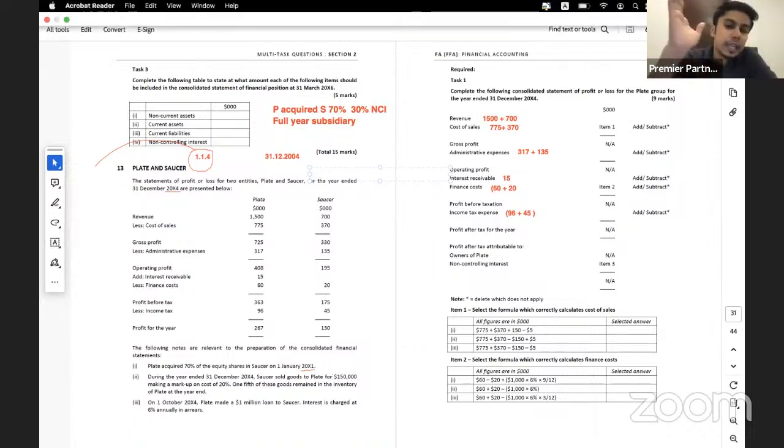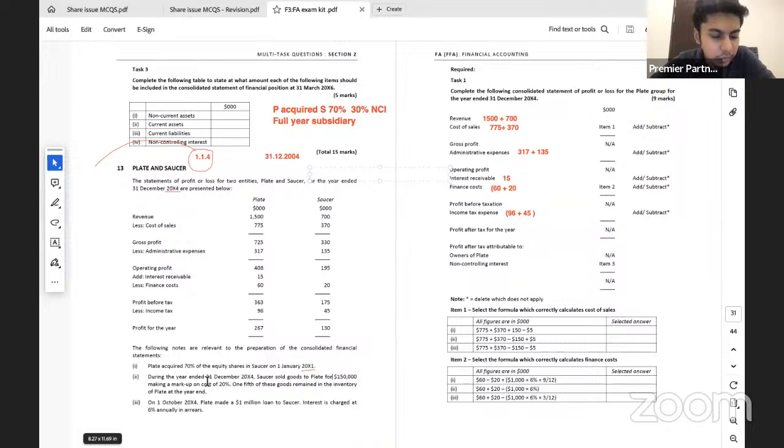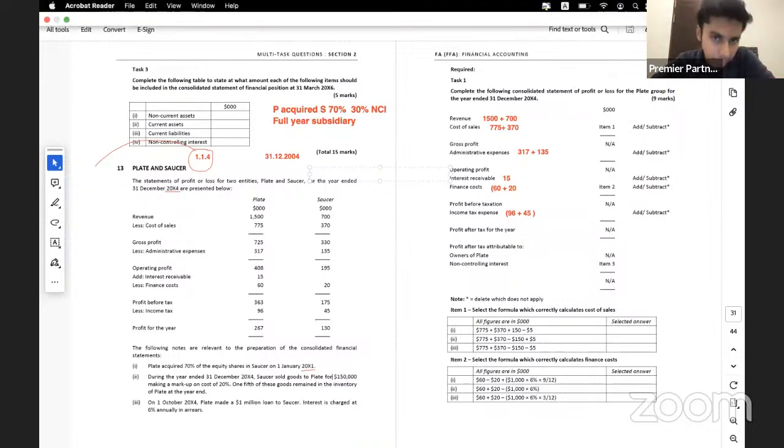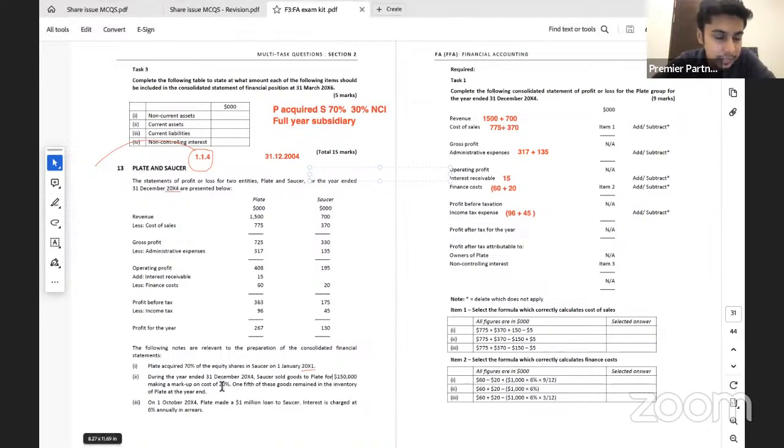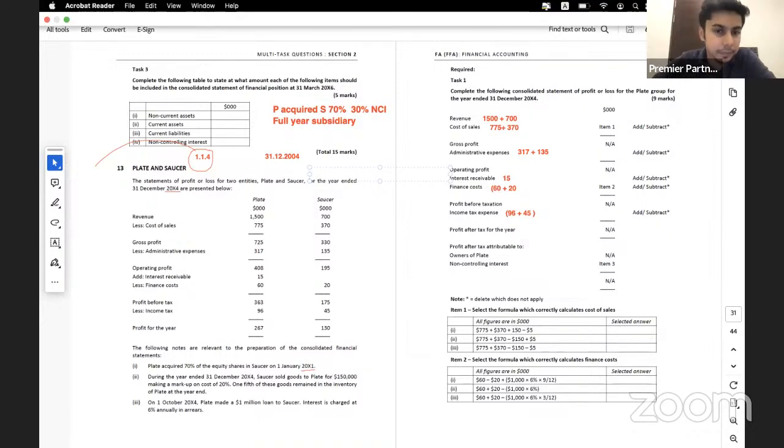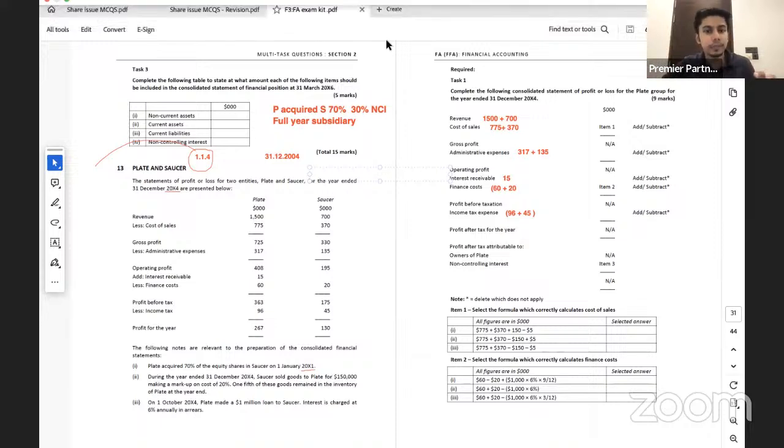Now, guys, listen. If an income statement comes for your exam, I can guarantee you that this adjustment is going to come, 100% sure. In an income statement, one of the guaranteed adjustments that you can get in your exam is this. What is this? Intra-group sales and purchases. Intra-group sales and purchases means one company is selling goods to another company. That's what we call intra-group sales and purchases.